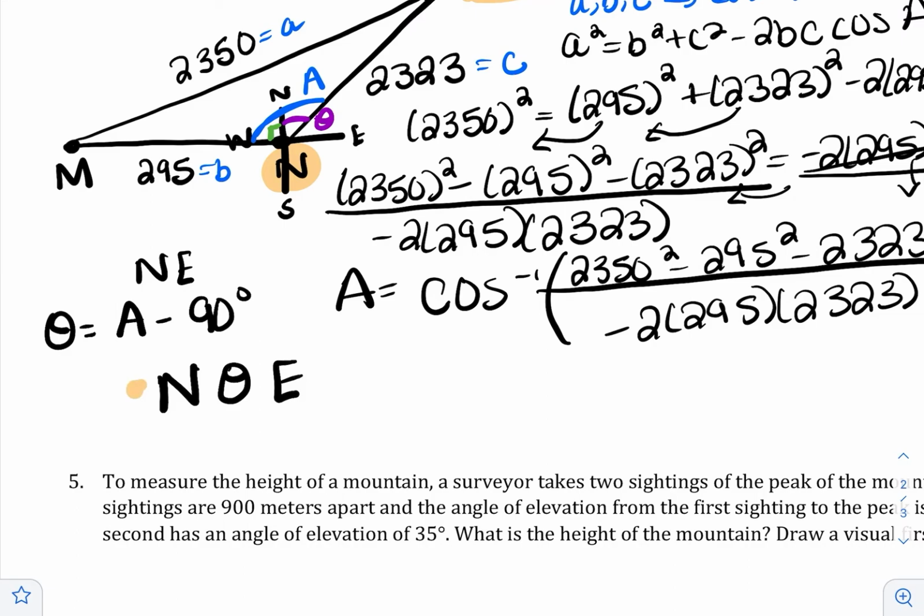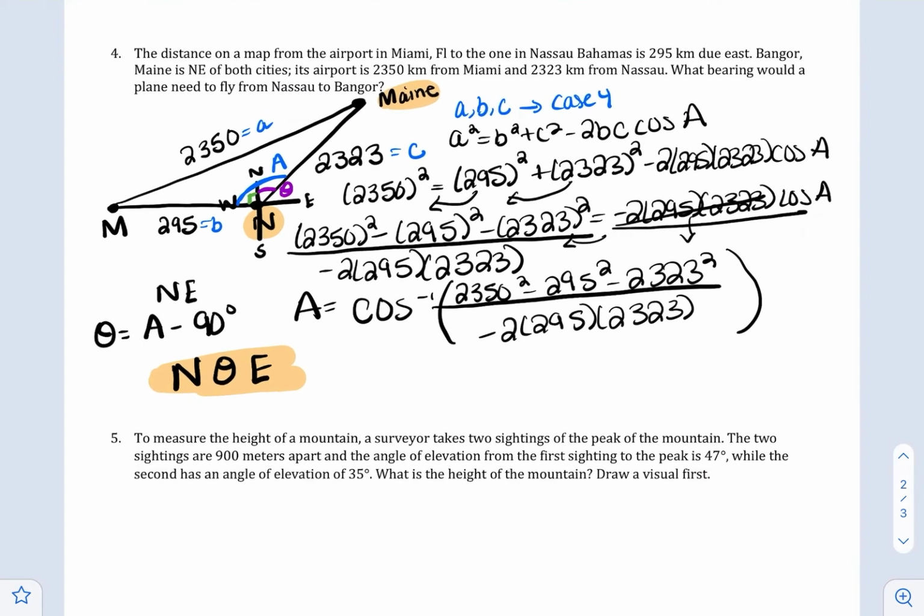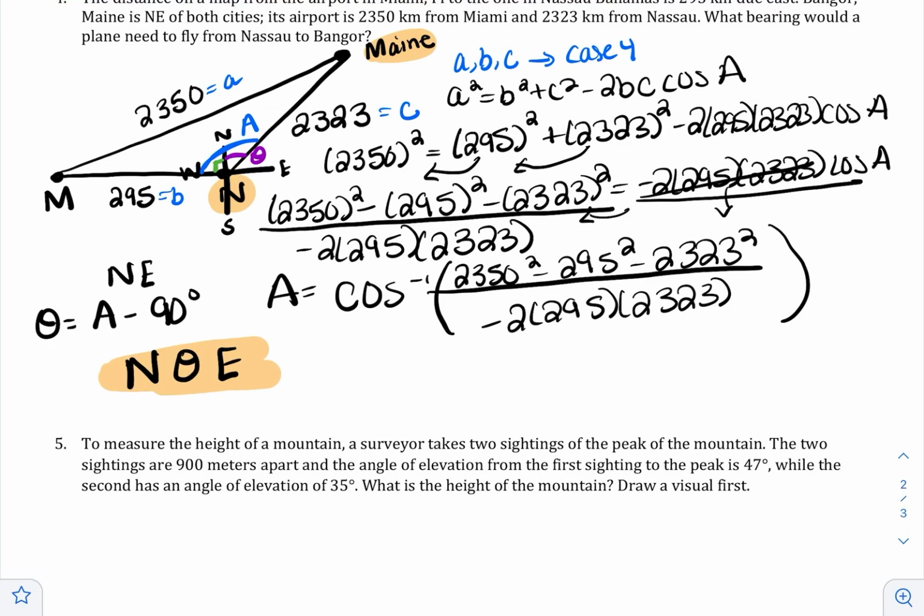And here's my final answer. So this is the bearing that the plane would have to go. So first I would find A, I would subtract 90 degrees from it, and that would be the angle that is going northeast.